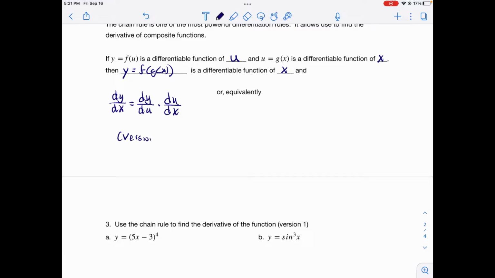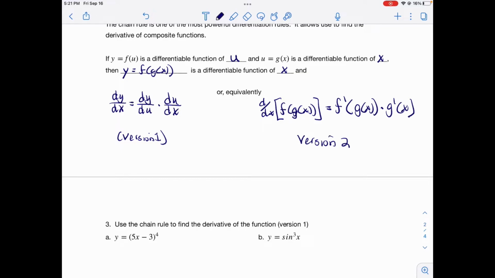We'll call this version 1, this technique. Or you can look at the function notation and say, okay, the derivative with respect to x of f of g of x is equal to f prime of g of x times g prime of x. And we'll call this version 2. They don't have official names, but just for my reference as I'm working through the notes.